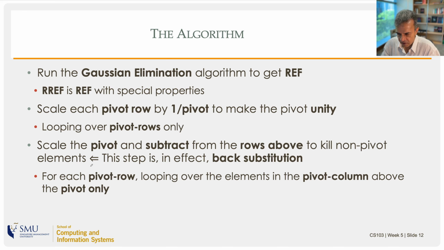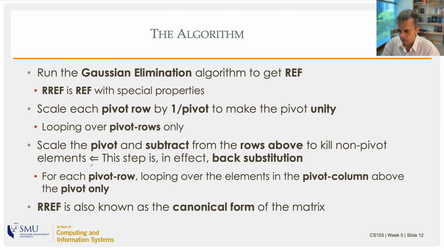Now, after having made all the pivots 1, you scale the pivot and subtract the scaled version from the rows above so that all those rows above the pivot position will have zeros. So kill all the non-pivot elements. And this step is actually back substitution. So that's another loop, but it is restricted to pivot columns. So RREF is the canonical form.